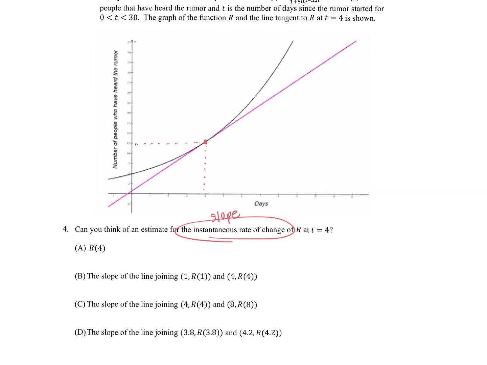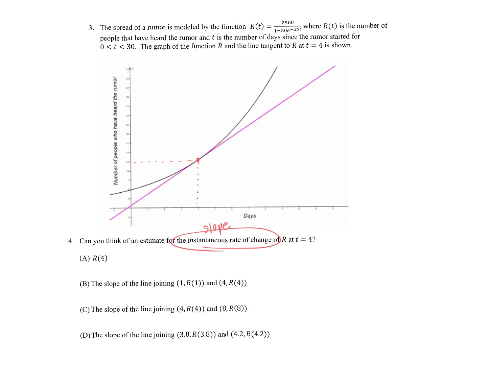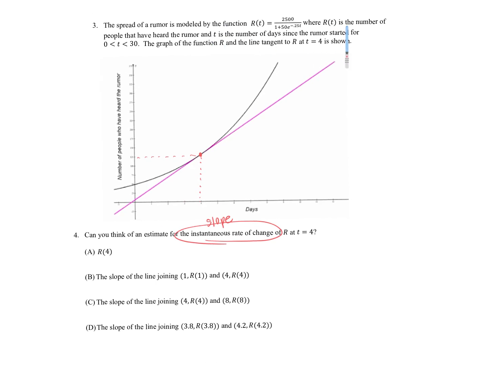What would be the best way to find the estimate of the slope when T is 4? The slope of this pink line. Do we think R of 4, the value of the function when T is 4, is going to get me the slope, when the function is just the number of people? So is plugging in 4 there going to get me the slope or the rate of change? That's just going to tell me the number of people that have heard this rumor on the 4th day. So I'm not digging this one.